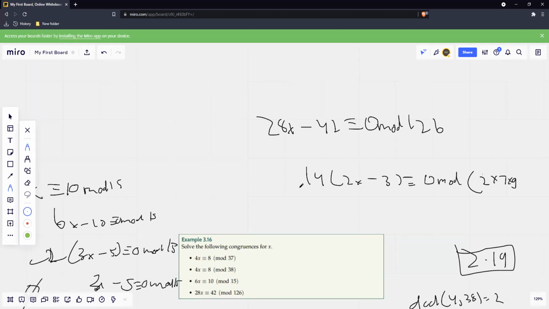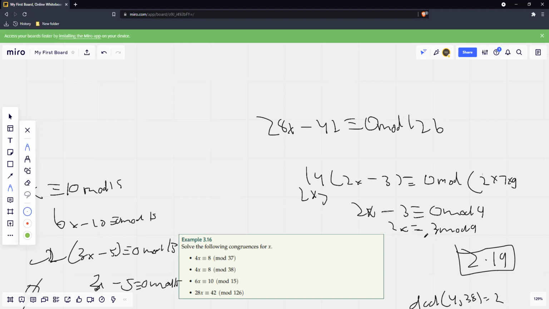No, 2 times 7 is covered here. Anything is always going to have 2 times 7. So we can simplify this question into 2x minus 3 is congruent to 0 mod 9. And we are supposed to find a solution. 2x is congruent to 3 modulo 9.